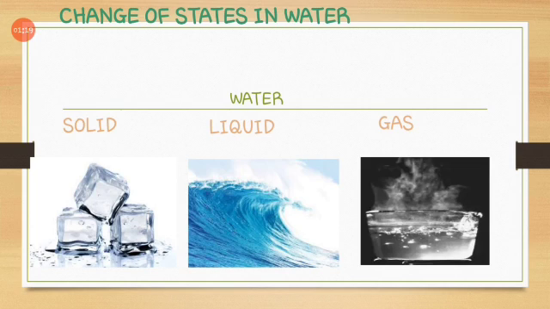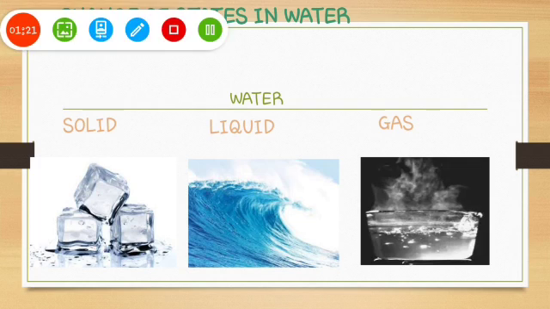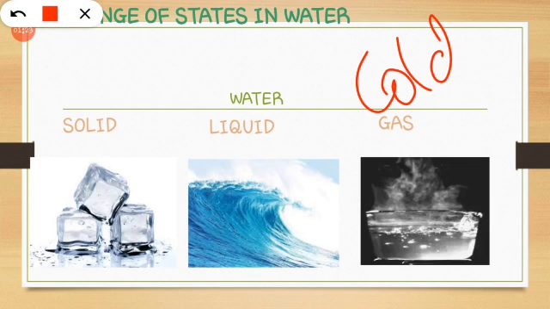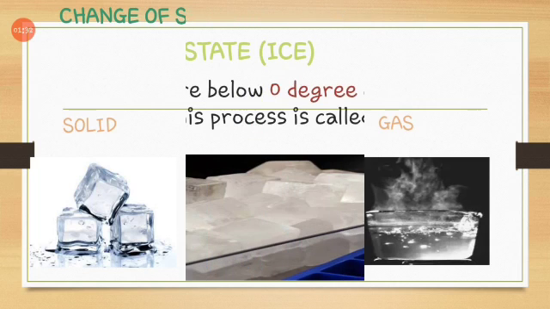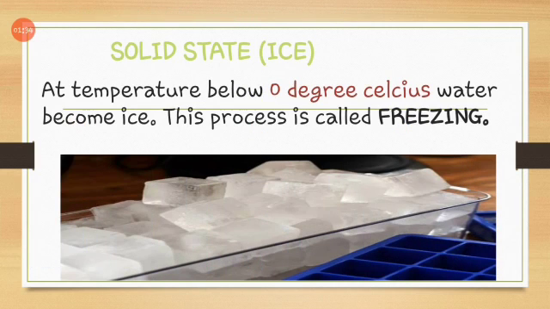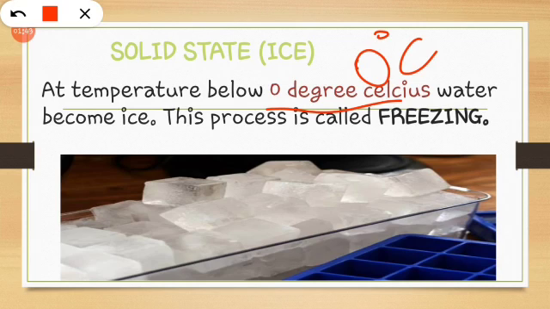Water becomes ice in cold regions, and water in oceans or rivers becomes water vapor due to the heat of the sun. Solid state, ice. Ice is a solid form of water at temperatures below 0 degrees Celsius. At 0 degrees Celsius, water becomes ice. This process is called freezing.